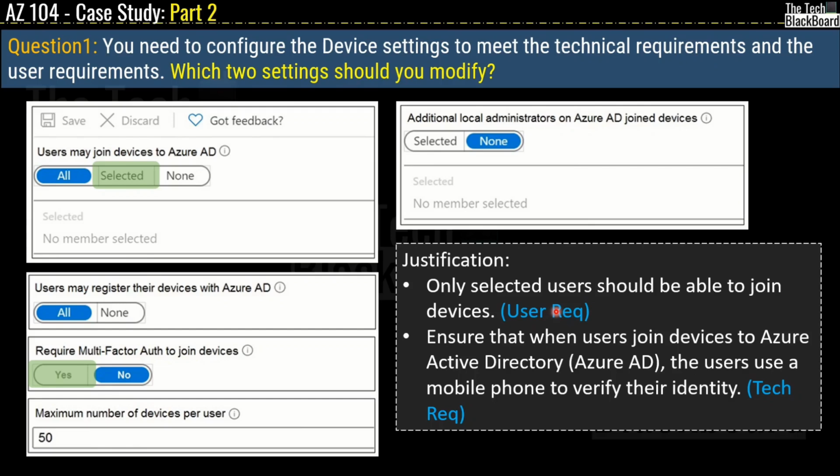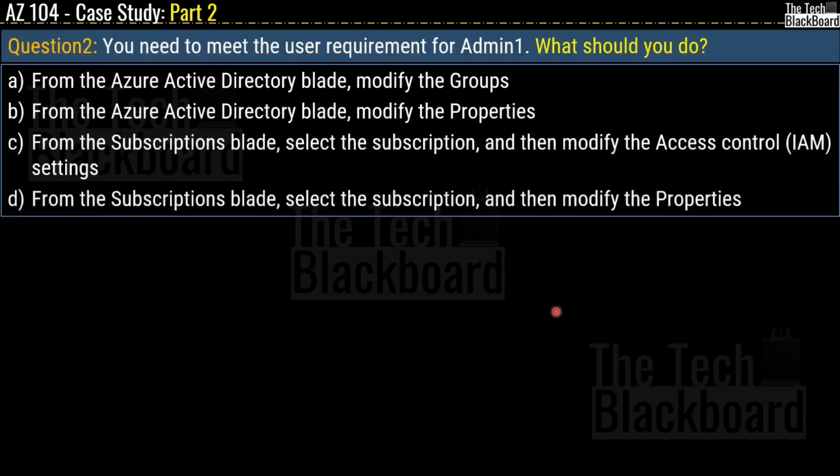Now let's move ahead with the second question. Here comes the second question, which says that you need to meet user requirement for admin 1. What should you do? Your options are from the Azure Active Directory blade, modify the groups.